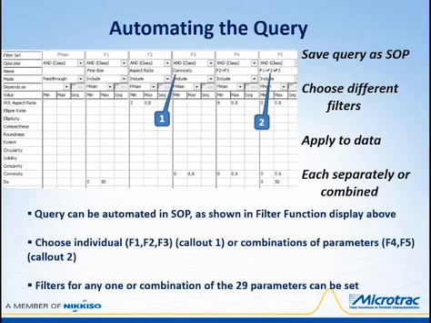Any query can be automated in the SOP as shown in the filter function display above. One can choose individual columns F1, F2, and F3 parameters at callout 1, or they can choose combinations of parameters, columns F4 and F5, callout 2. Filters for any one or combination of the 29 parameters can be set. When this SOP is used on a sample, then, any one of these filters can be quickly applied to the result of the entire sample measured.